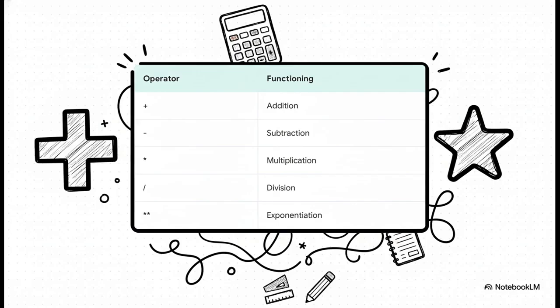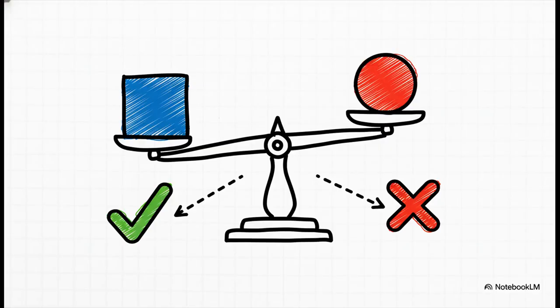And here are the tools of the trade. You'll recognize almost all of these from school, right? Addition, subtraction, multiplication, division. Python also has exponentiation. That's the double star for doing powers. Our little mystery uses just two of these, the plus and the star for multiplication.